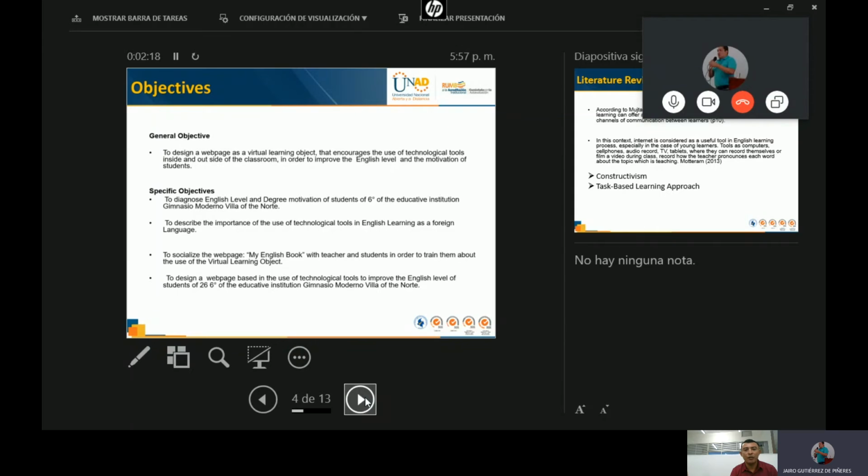To describe the importance of the use of technological tools in English learning as a foreign language. To socialize the web space My English Booth with teachers and students in order to train them about the use of virtual learning objects. To design a web page based on the use of technological tools to improve the English level of the students.